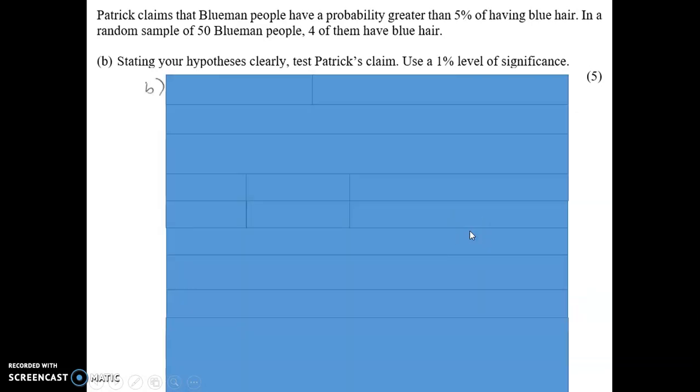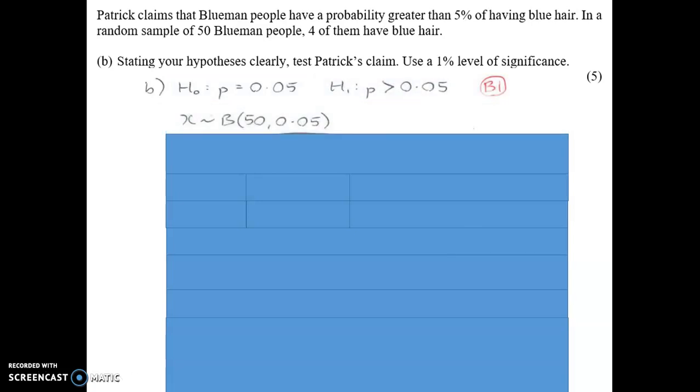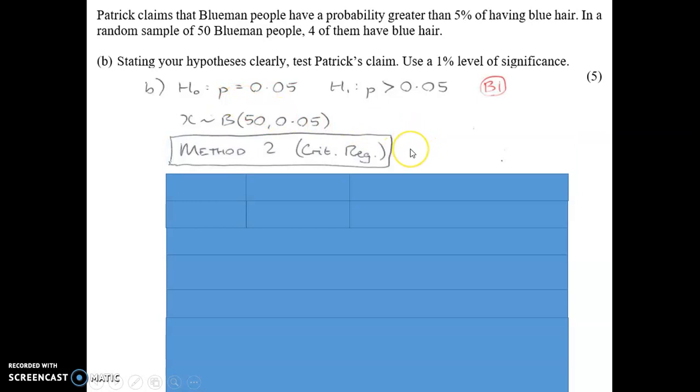So we'll look at the second method, which starts in exactly the same way. You write down the two hypotheses and the distribution, assuming that this one is correct. But this second method uses critical regions. And to find it, you have to find the value of x where the probability of X being greater than that value is less than our significance level. So you just try different values, really. You could use the binomial tables, or you could get a table up on your calculator.